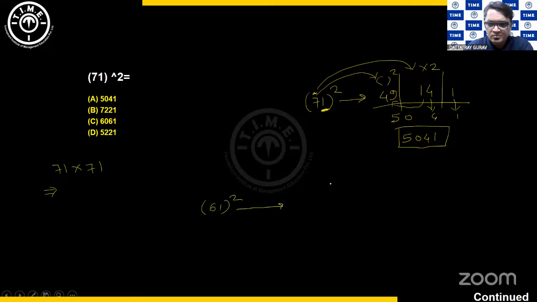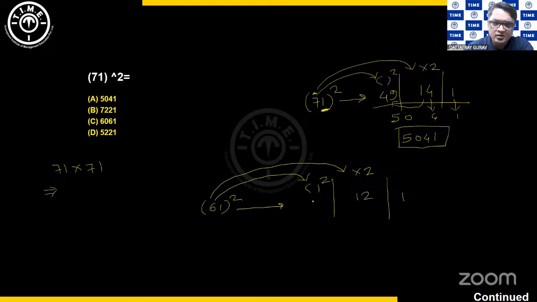Try to work. 61 square. So as per the previous rule, the answer ends with 1 again. Other than 1, what is the number? 6. Take a double of 6, it will be 12. Then take the square of 6, it will be 36.